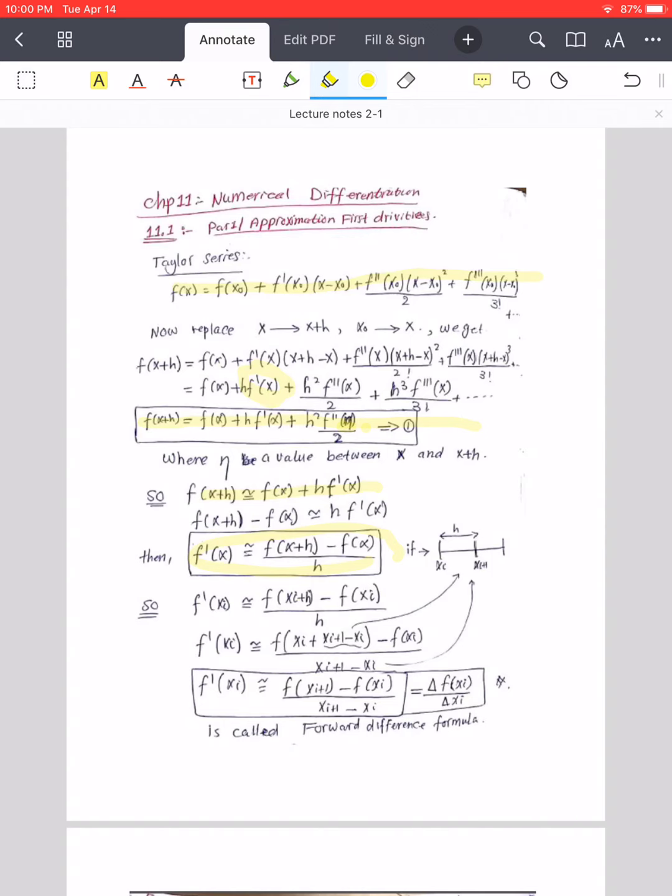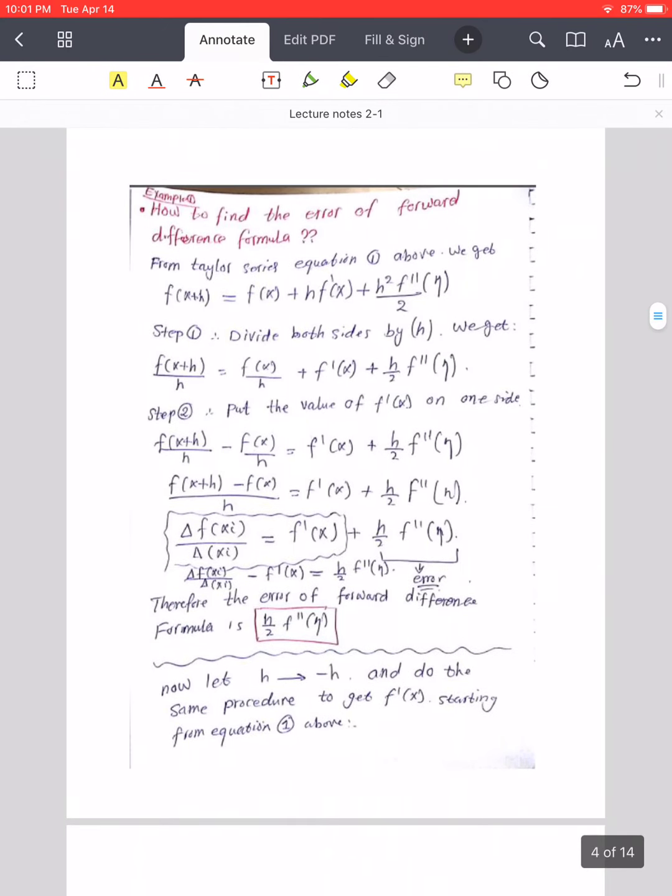If we write x as xi, it will be written like xi plus h, divided by h. Or it can be written like this as well, if we use the function. And we use the notation delta f of xi divided by delta xi, which means the forward difference formula. There is also the backward difference formula, which we are going to use later on. So now, go to the next slide.